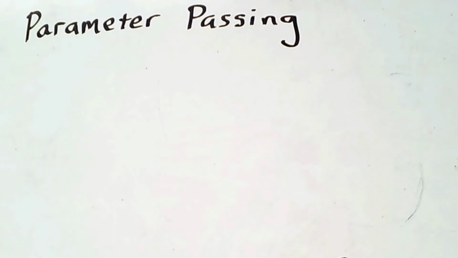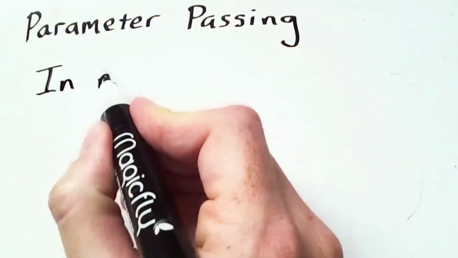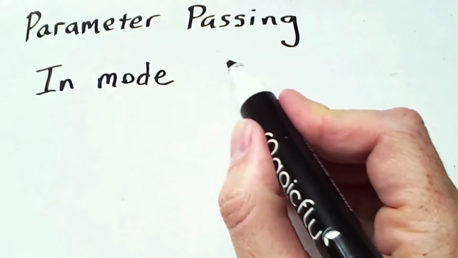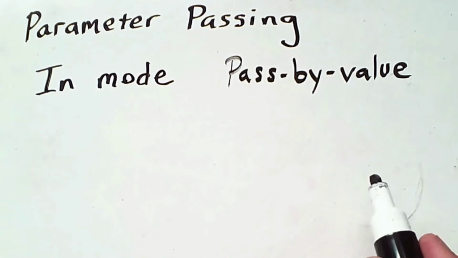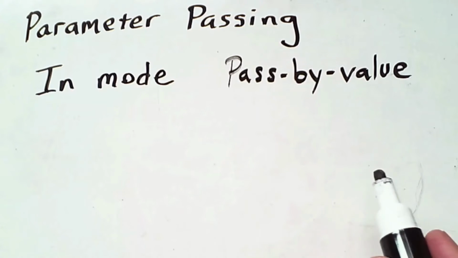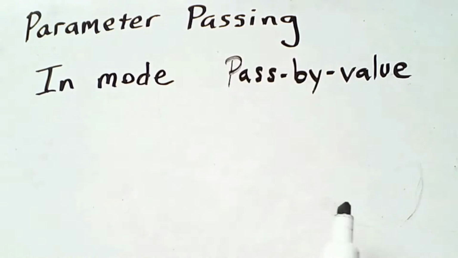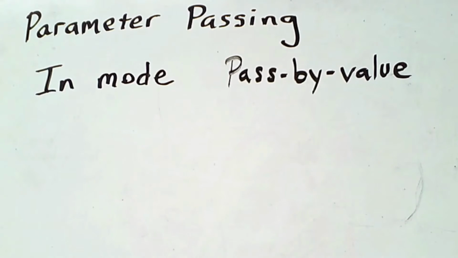This video is about different parameter passing models, and one of the most common models is the in mode of parameter passing, which can also be called pass by value. And this parameter passing mode is used by Java, it's used by many other languages. Even when a language has support for other parameter passing modes, it usually has some form of support for in mode parameter passing. So let's see some examples.